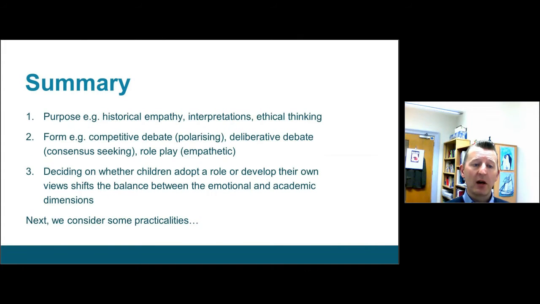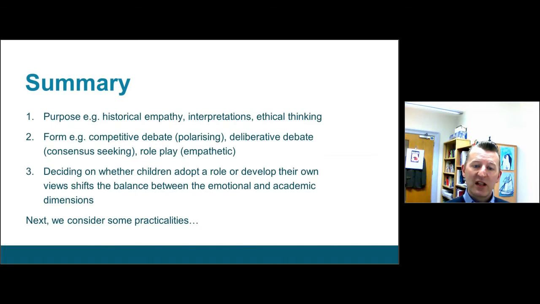So in summary, in this middle part of the lecture, I've just wanted to get us to this point really, that we're clear that we need to have a very distinctive and coherent purpose to our teaching, and that could be historical empathy, historical interpretations, or ethical thinking. That we're equally clear of what kind of form will lend itself best to that purpose. That we'll have a competitive debate and then deal with the risk of polarising the positions. We'll have a deliberative debate and then deal with the risk of an overt consensus emerging too readily.